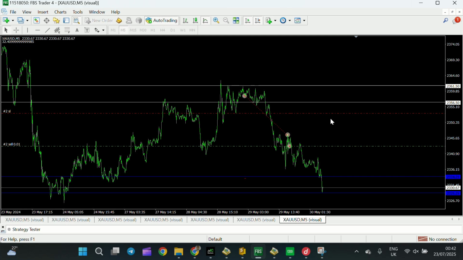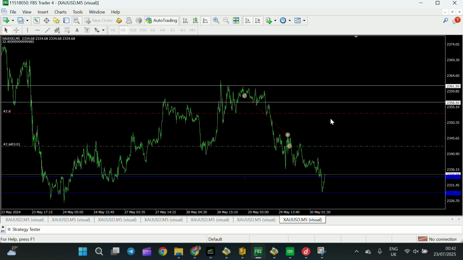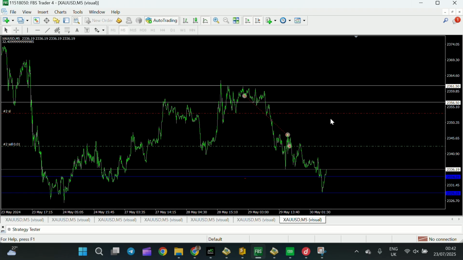This is how to analyze the market using the knowledge of market liquidity and the supply and demand zone in a very short and precise way.